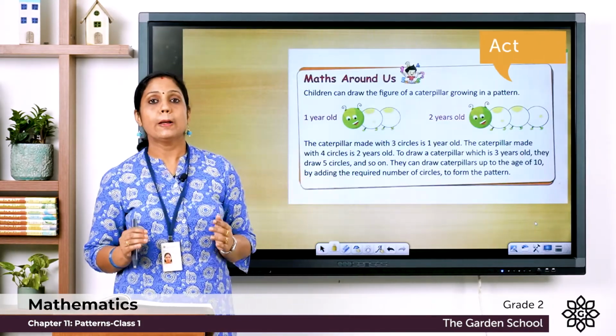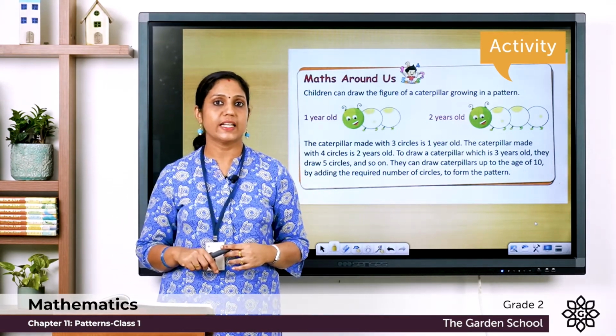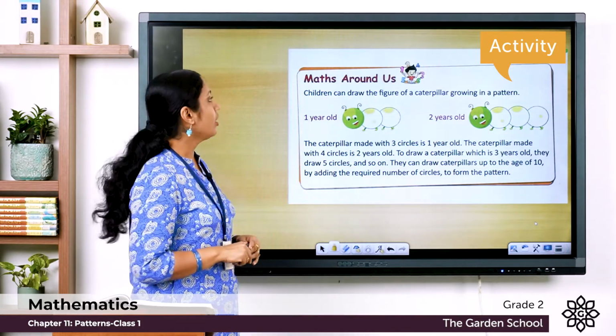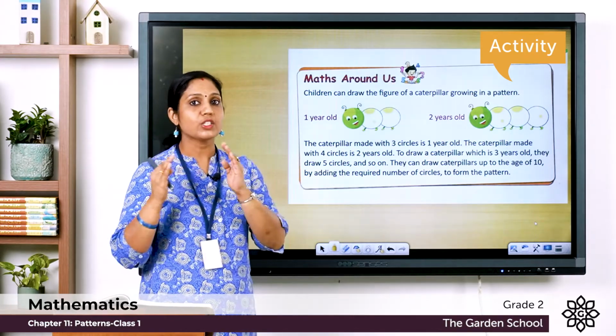In your textbook, page number 153, we have an activity to do. Let's read that. Facts around us. Children can draw the figure of a caterpillar growing in a pattern. So here the pattern has to grow.